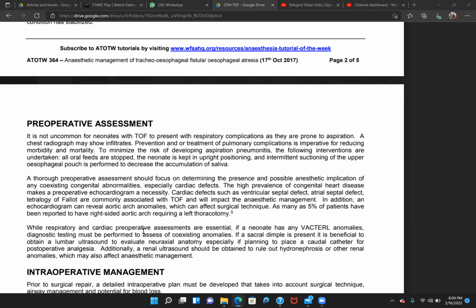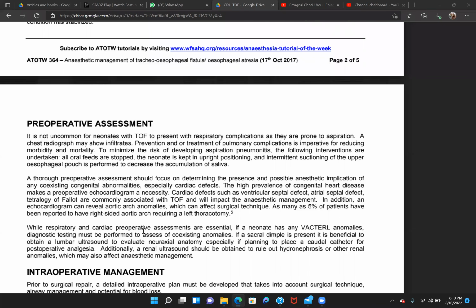Sir, first of all, we will prepare the patient, correcting the electrolytes, and prop up the patient to minimize the reflexes, and put in the NG tube. Then we will give anticholinergic drugs to avoid bradycardia and to reduce the secretions.